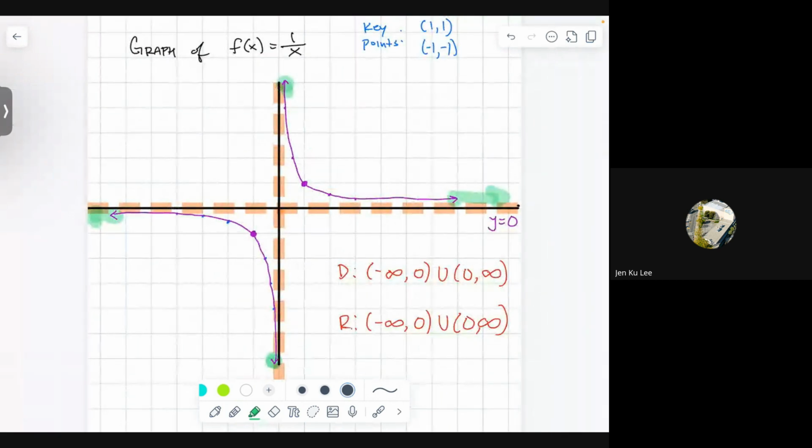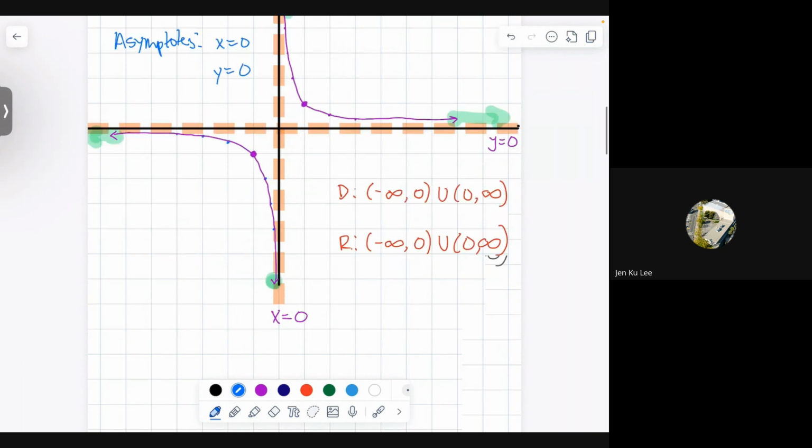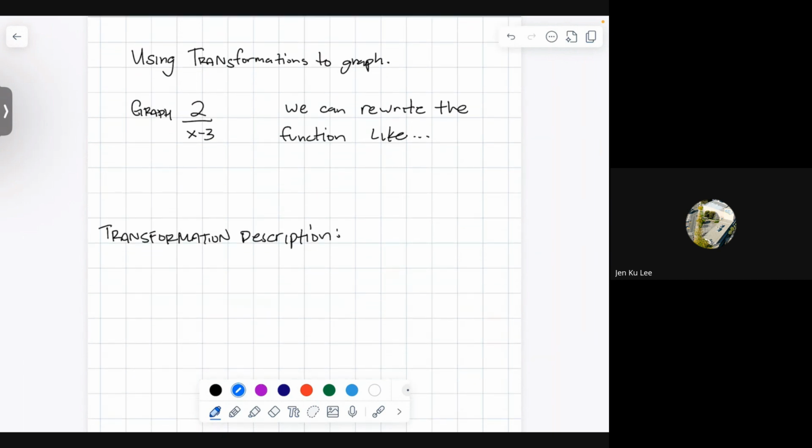Questions on that? You got your key points, you got your asymptotes. Oh, this page doesn't even have your asymptotes, it's up there. So your asymptotes are at x equals 0 and y equals 0. Okay? And then the basic graph of a rational function, we are just going to use transformations to graph this.